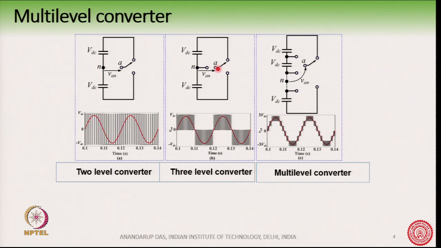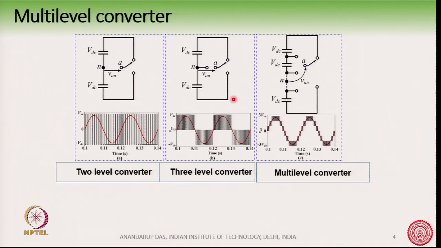Now, suppose we have a switch through which we can connect to this point or this point. So, if we have such a switch, then I can get either plus VDC or 0 or minus VDC. I can get 3 voltages at the pole.